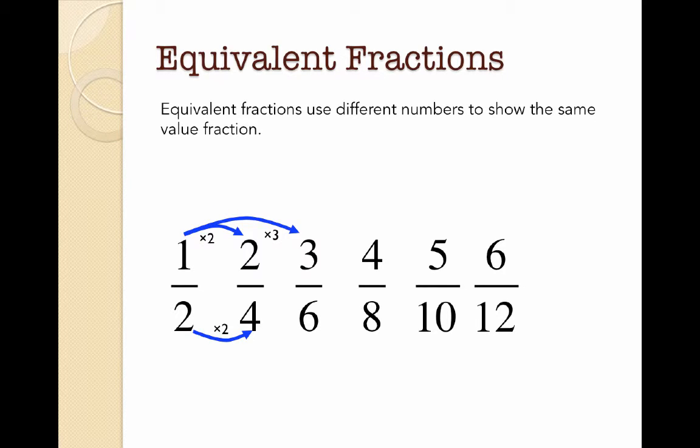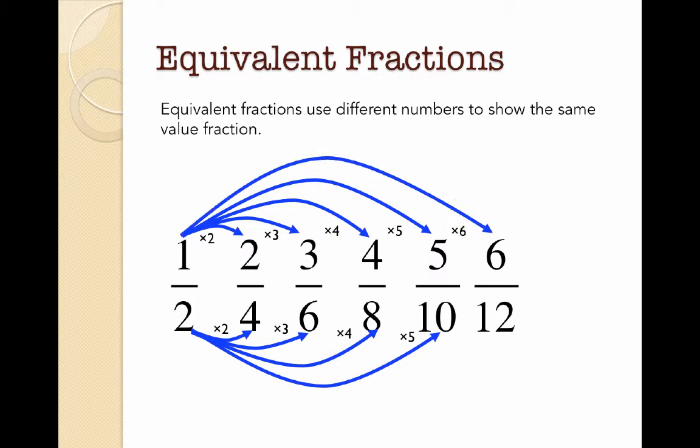If I was to multiply the numerator by 3 and the denominator by 3, I would get another equivalent fraction, 3/6. This is the same with 4/8, 5/10, and 6/12. This is because I'm multiplying the same number for the numerator and the denominator.